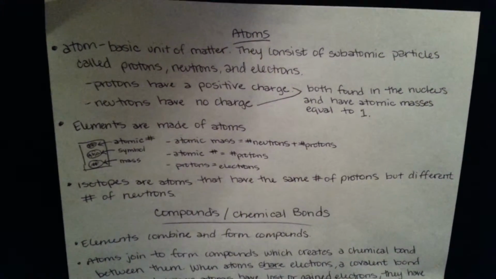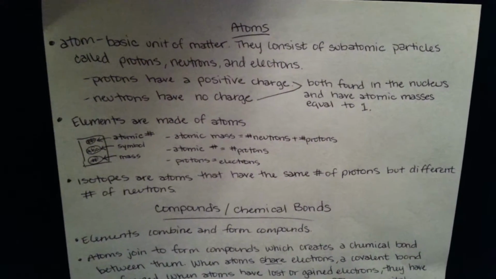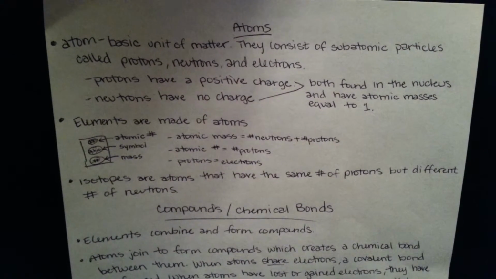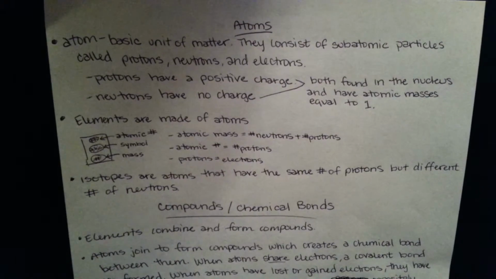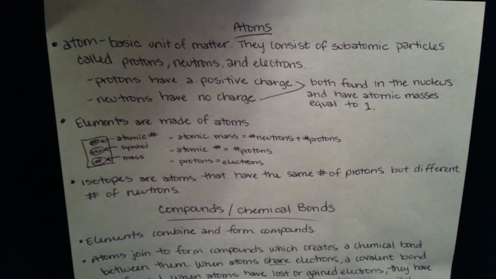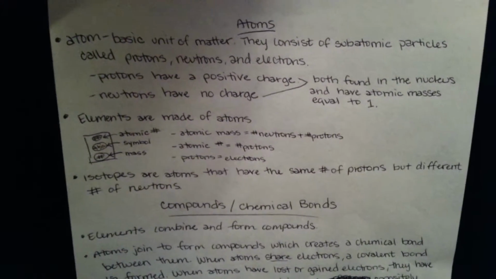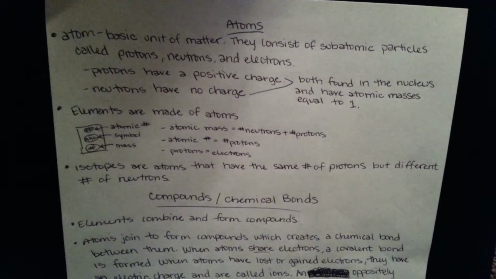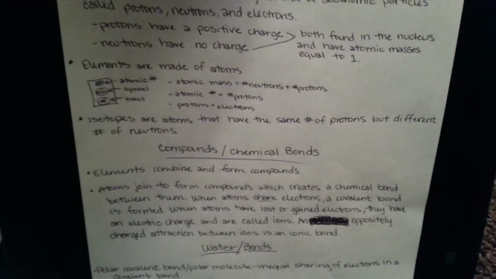We have the atomic mass, which is the number of neutrons plus the number of protons, the atomic number, which is the number of protons, and then there's normally the same number of protons as there are electrons. Isotopes are atoms that have the same number of protons but different numbers of neutrons.